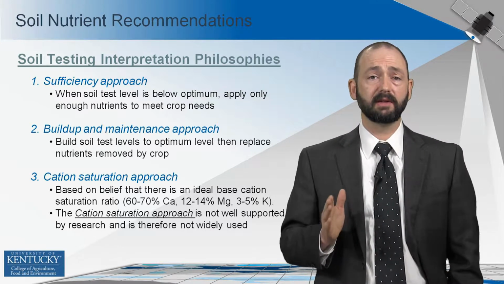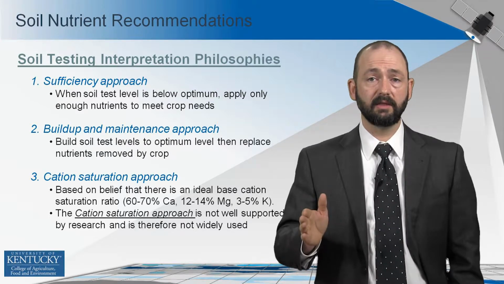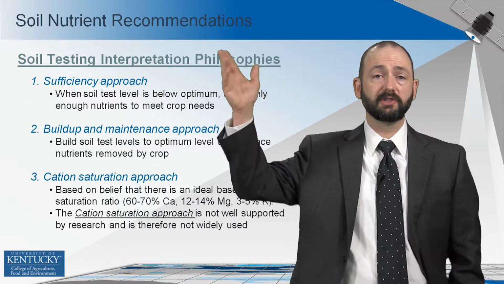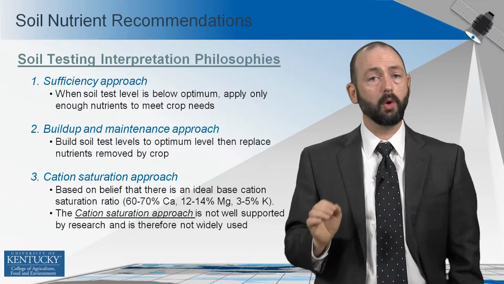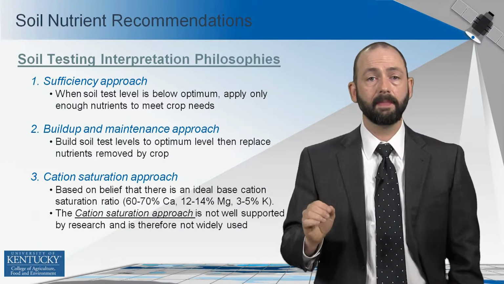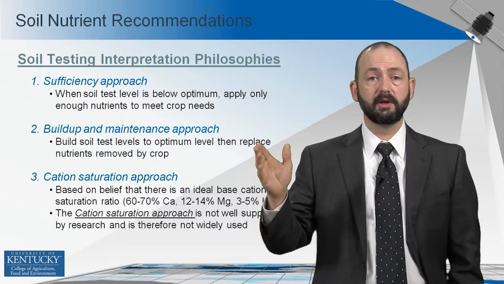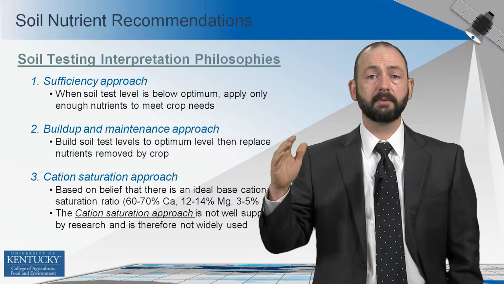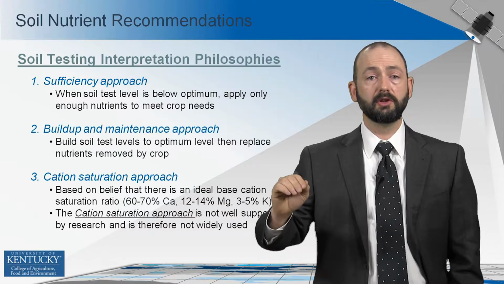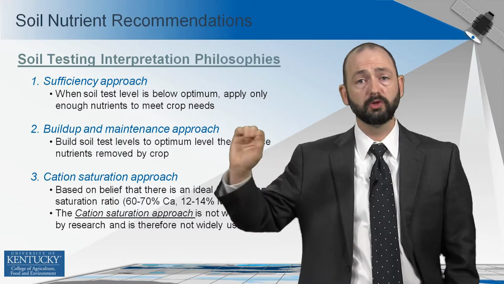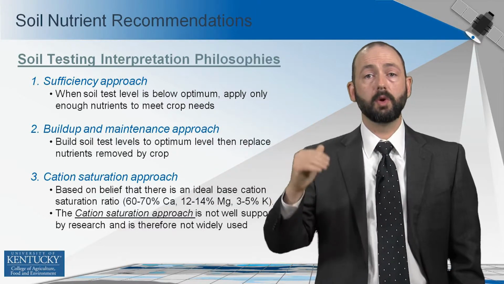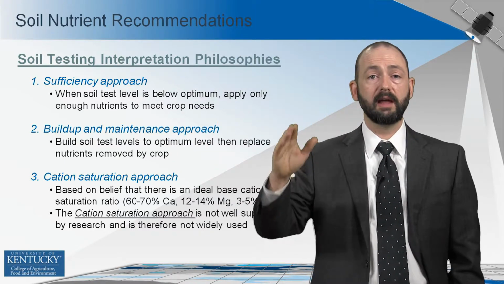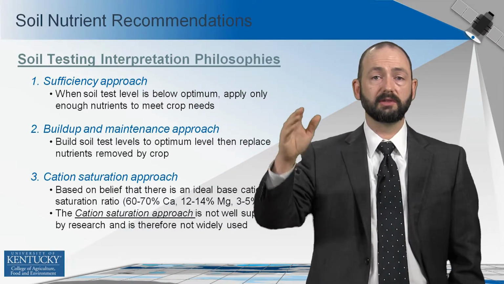There's three basic interpretation philosophies that are out there that are most commonly seen. The first is the sufficiency approach. When a soil test level is below the optimum, you apply only enough nutrient to meet crop needs. And then there's a build and maintenance approach. You build that soil test level up to the optimum level, and then you replace nutrients as they're removed. So the difference here is once we're in that optimum soil test zone, we continue to apply nutrients at a crop removal rate. And that's really where the sufficiency approach doesn't do that.